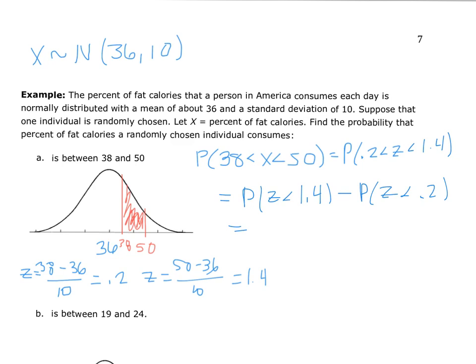All right, from the online tool, we have the probability that z is less than 1.4 is 0.9192. Probability that z is less than 0.2 is 0.5793. And doing that subtraction, we get 0.3399.